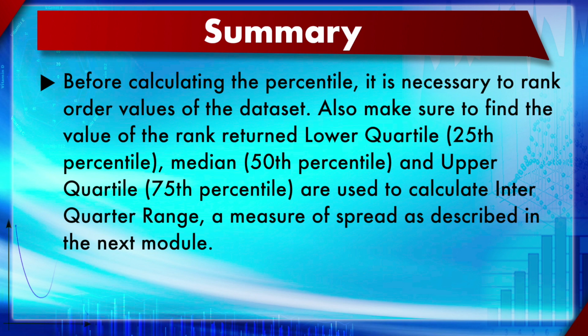Lower quartile is the 25th percentile, while median is the 50th percentile, and upper quartile is the 75th percentile. These are used to calculate the interquartile range, a measure of spread, as described in the next module.